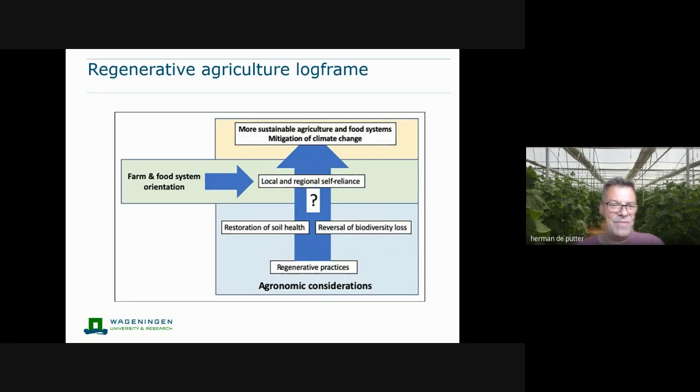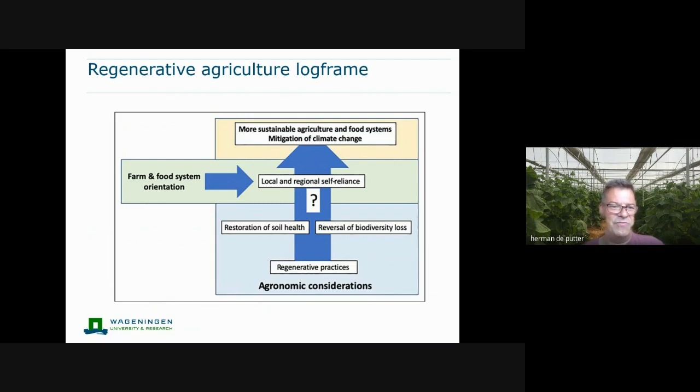So when we look at the regenerative agriculture log frame, then there are many aspects on it. It's not only agronomy; it's also the local community outcomes. So it's objectives, but also the principles behind it. So if you look at agronomic considerations, then it's really on how can soil health be restored by certain measurements, or how can we reverse biodiversity loss? But in the end, it should lead to a more sustainable agriculture and food system and mitigation of climate change.